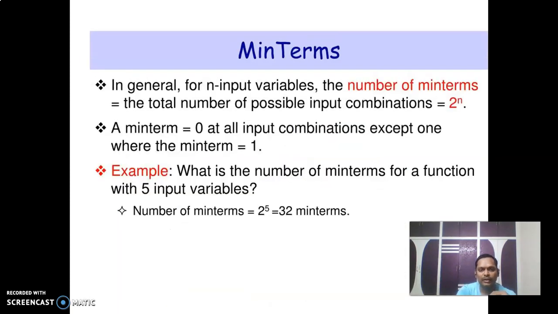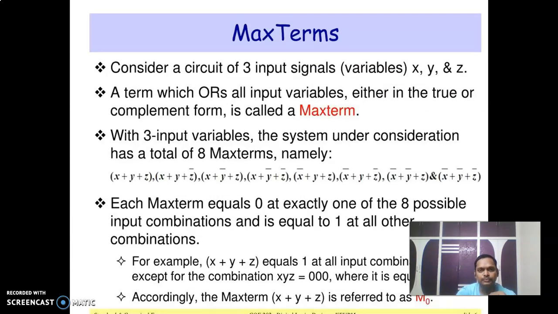In general, for n input variables, the number of minterms equals the total number of possible input combinations, that is 2 power n. A minterm is equal to 0 at all input combinations except one, where the minterm is 1. Example: what is the number of minterms for a function with 5 input variables? For example, the input variables are a, b, c, d, e, the 5 variables. So it has a total of 2 power 5, that is 32 minterms.